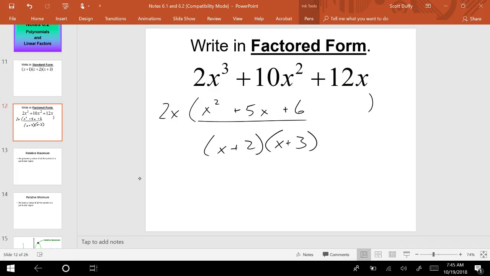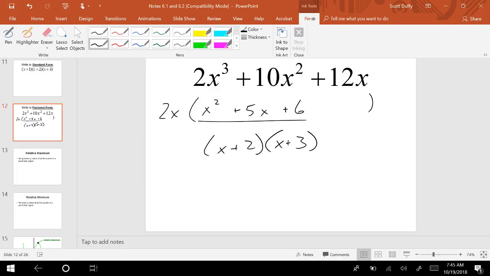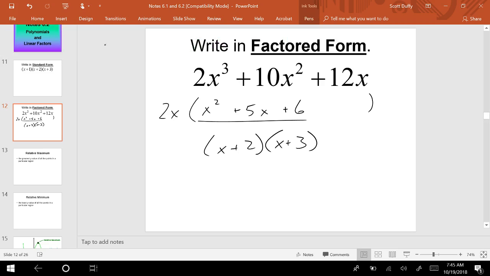Okay, so going back to it, I factored out 2x first, and then I took what was left, x squared plus 5x plus 6, and I factored that into x plus 2 and x plus 3. So factored form is 2x times x plus 2 times x plus 3.